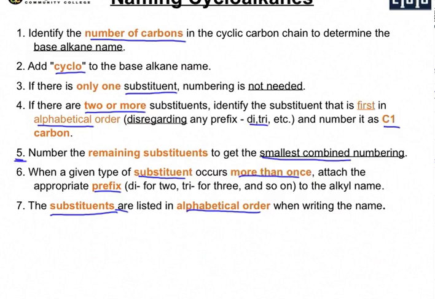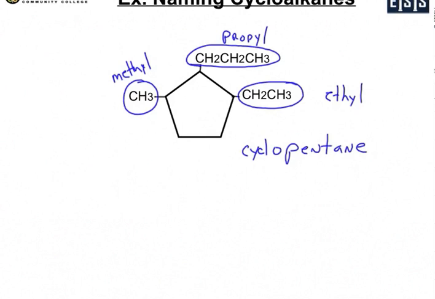So when we go back to our rules, we don't have rule 3 because we have more than one substituent. So we do have to worry about step 4, which says when you have 2 or more substituents, identify the one that comes first in alphabetical order. So when we look back at this, in alphabetical order, we have a methyl, a propyl, and an ethyl. So E for ethyl is going to be first in alphabetical order. Therefore, this carbon here in the cyclopentane is going to be carbon number 1.